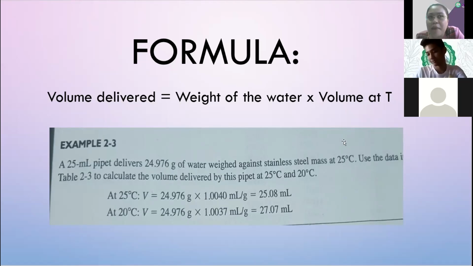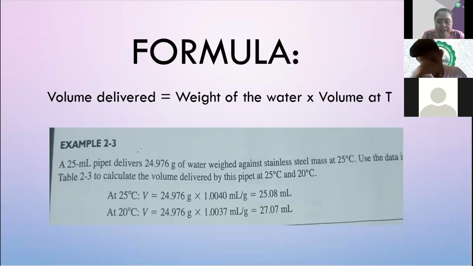In the lecture, I said that 1 ml of pure water weighs 1 gram. They should be equivalent, but when the pipette was used, the volume was 25 ml, but its weight was 24.976 grams. That is for 25 degrees Celsius. So we will correct the volume delivered, based on the temperature. We will calculate the volume delivered by our pipette at both 25 degrees Celsius and 20 degrees Celsius. So this is the formula we will use.